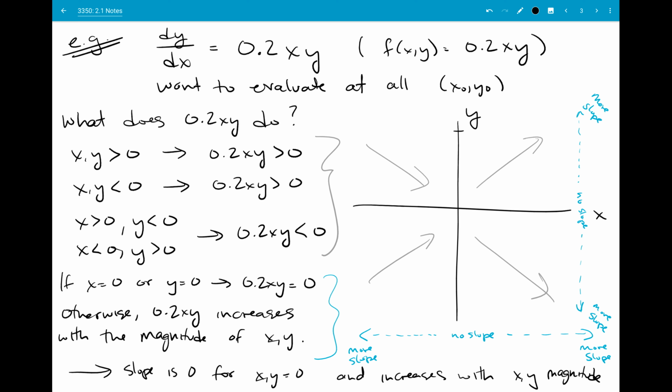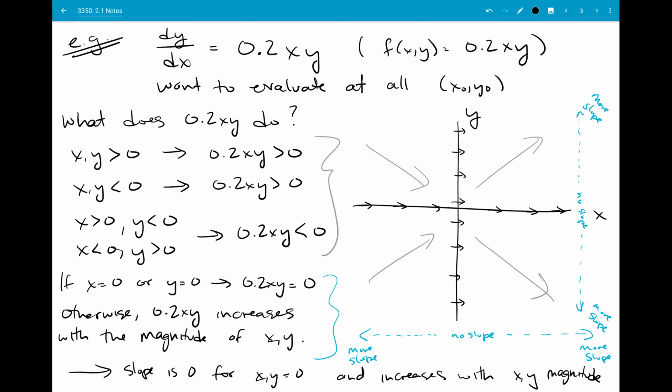Now I'm just going to go ahead and draw this. So I should have no slope anytime x is 0. So that just means horizontal lines. And anytime y is 0, I should have the same. I'm going to draw these arrows kind of sloppily because I'm not very good at drawing, but they should all be the same size if I was being careful about it.